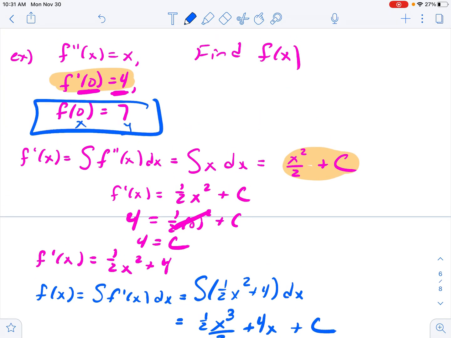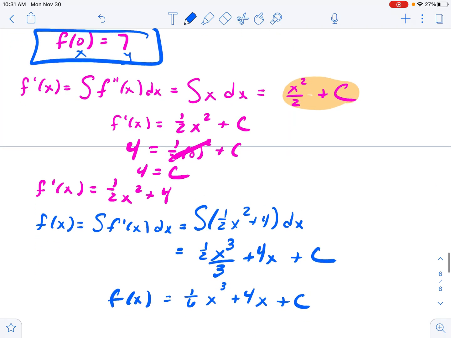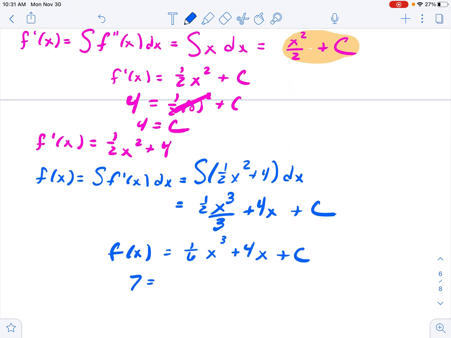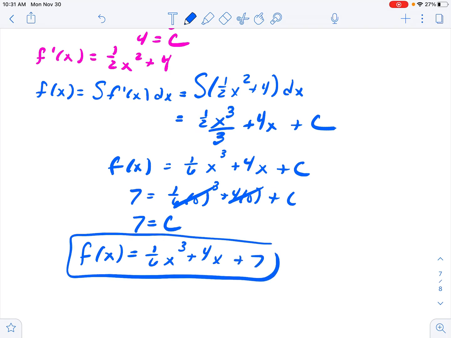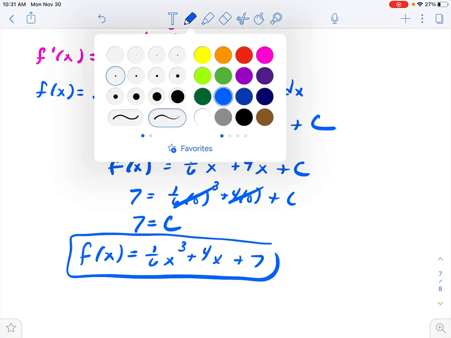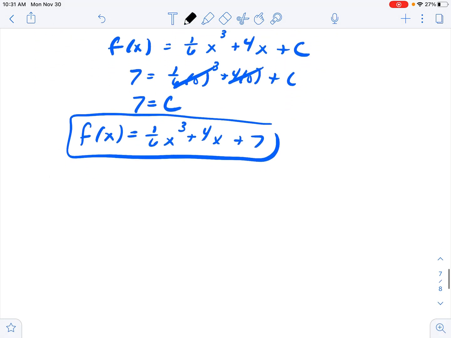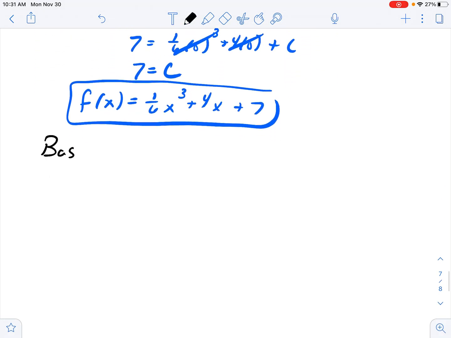Again, using this initial condition, the whole thing equals 7 when x is 0. And again, it looks like c is going to be 7 here. And our official final function is 1/6 x to the third plus 4x plus 7. All right? And now the last thing I want to do is just touch on some basic trig integrals.